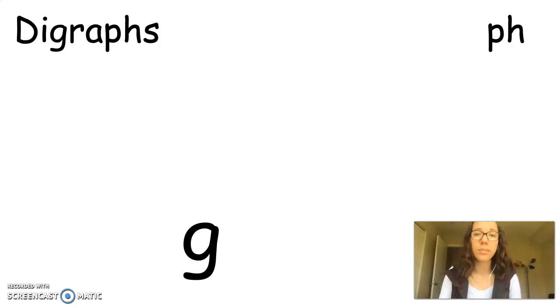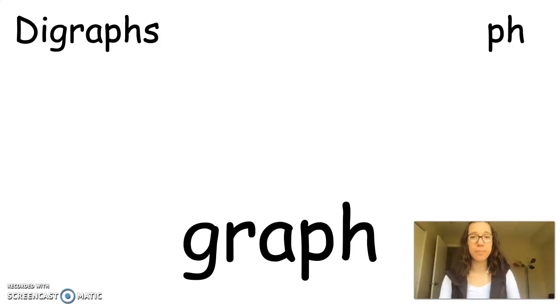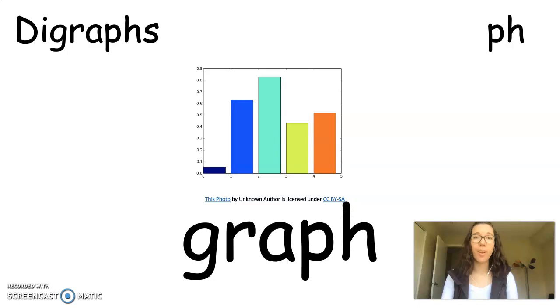G. R. A. G, R, A, F. Graph. Nice job. Now this one was a little tricky because it had four sounds instead of three.